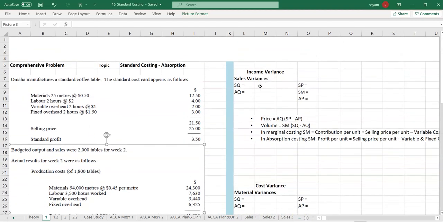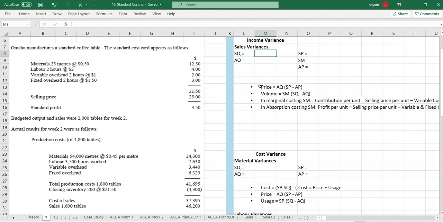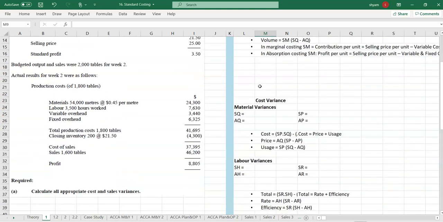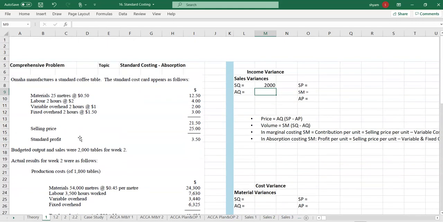So this is what we need in sales variance. First we'll find out the standard quantity, how many units they wanted to sell. They wanted to sell 2000 units, but they actually sold 1600 units. The next one is standard price. At what price did they think of selling it? Per unit they wanted to sell at 25. At what price did they sell?